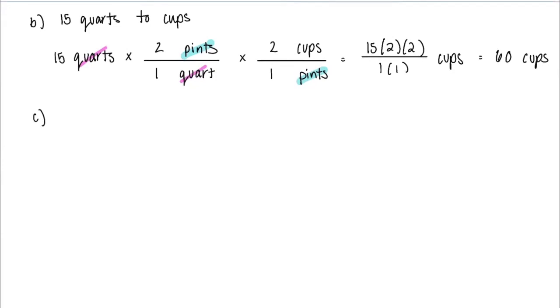Okay. Next one's a little bit harder. We want to convert 60 miles per hour to miles per minute.